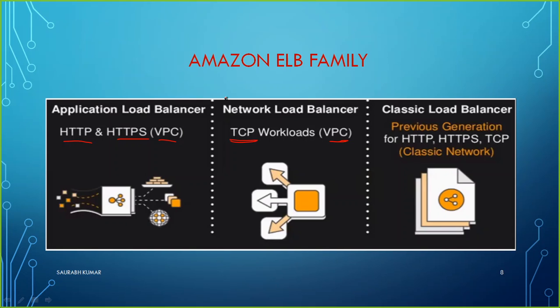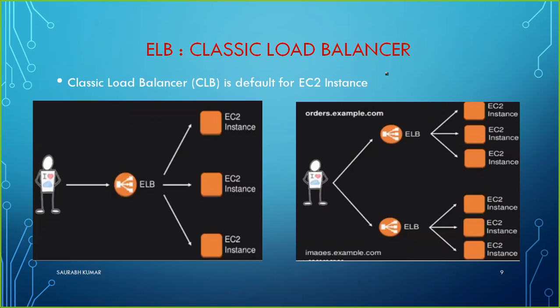By default, when you create a new ELB, it will follow this category, and we will see all this practically, so I will explain that at that time as well. As of now, the Amazon ELB families are three: application load balancer, network load balancer, or classic load balancer. Now let's see another picture. When we use the classic load balancer, CLB, it is the default for EC2 instances. Whenever you have an EC2 instance, it is automatically there, and that is the default condition.